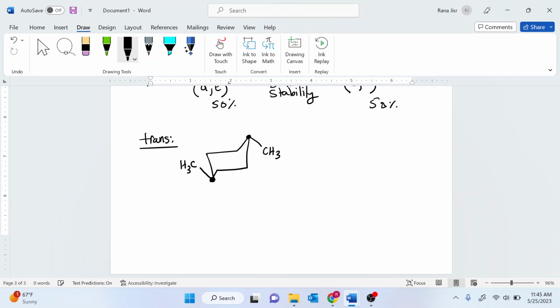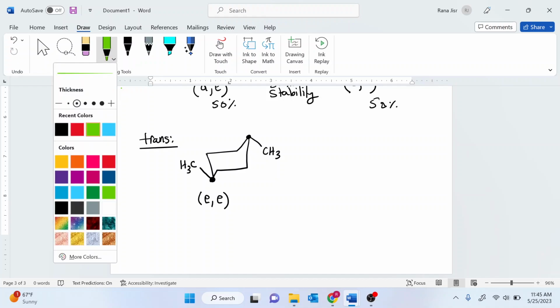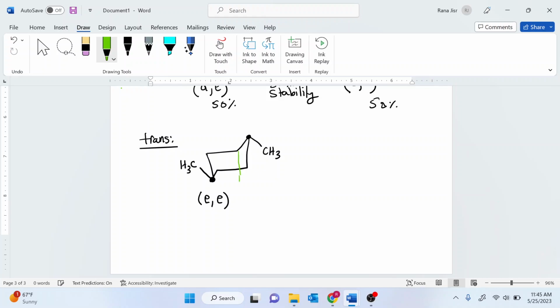Notice here, my groups are both on the equatorial position. So this is extremely stable in there. Those CH3s will never interact with the axial hydrogens. So if I have an axial hydrogen down here, those two hydrogens will not interact with the CH3. And if I have axial hydrogens up, those two hydrogens will not interact with the CH3 that is up, because they are in different planes. The plane here is different than the plane of the CH3. So let's go ahead and do the chair flip.